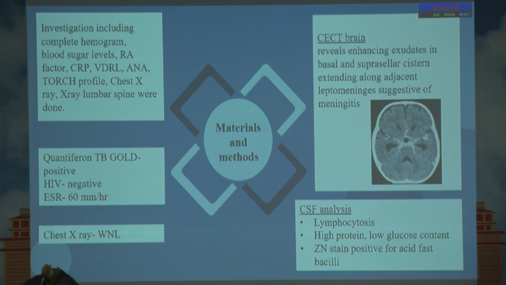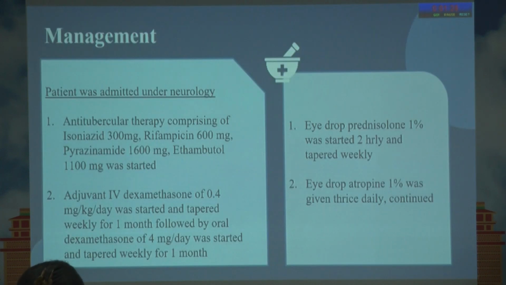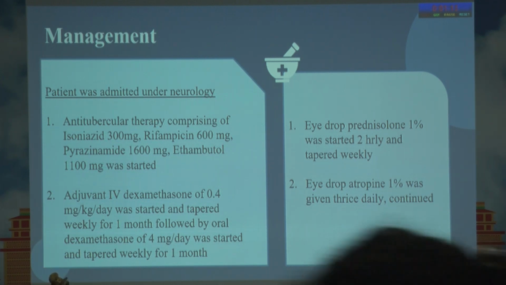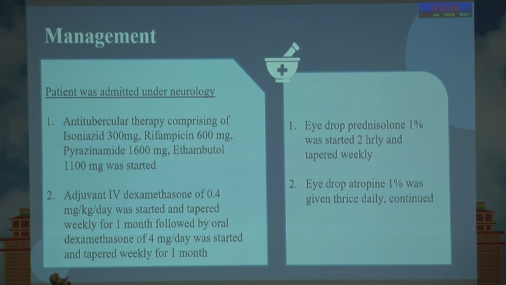CSF analysis was done; lymphocytosis was found with high protein and low glucose content, ZN stain was positive, suggestive of acid-fast bacilli. So the patient was then admitted under neurology and started on antitubercular therapy, and adjuvant IV corticosteroids were started, which were tapered gradually for 1 month, followed by oral dexamethasone, which was tapered weekly for 1 month. From the ophthalmic side, we started prednisolone tapered weekly for 2 months, and eye drop atropine was given thrice daily, which is still continued.